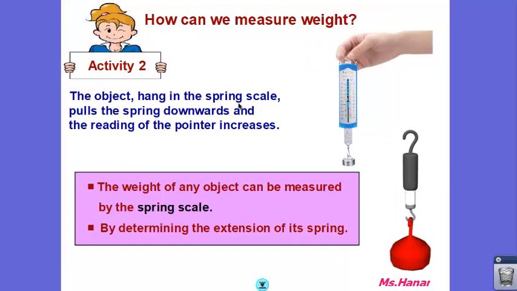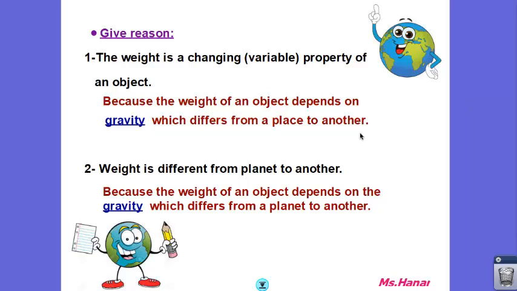How can we measure weight? By using a spring scale. Yes. How? This object is hung on the scale so it pulls the spring downwards, like this picture, and the reading of the pointer increases. The weight is determined by the extension of the spring.